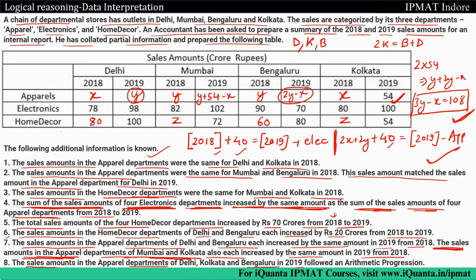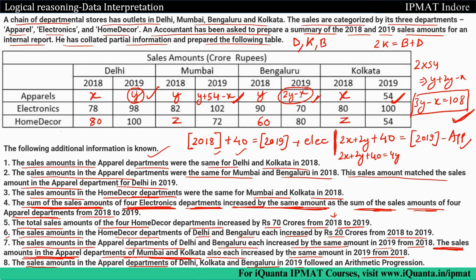If we use this equation over here, here also we have something in terms of x and y. So let us make use of this. Here we are talking about apparel. So 2x plus 2y plus 40 is equal to 2019 total sales of apparels. So 2019 total sales of apparels will be y plus y plus 54 minus x plus 2y minus x and then plus 54. So if we add all the y's first, y plus y 2y, 2y plus 2y, 4y. So this will be 4y.